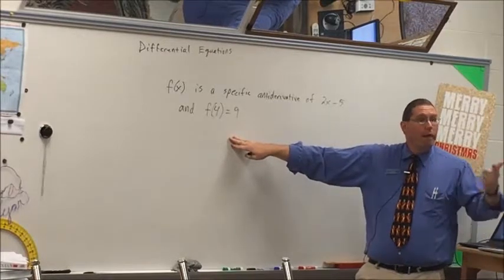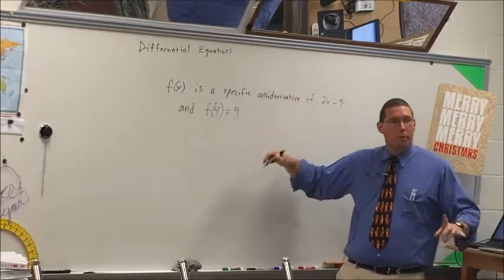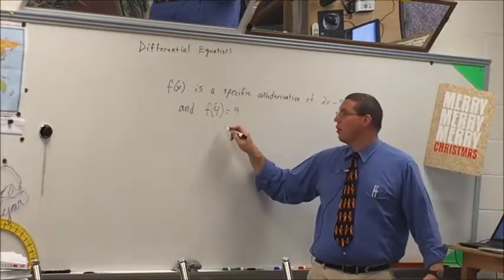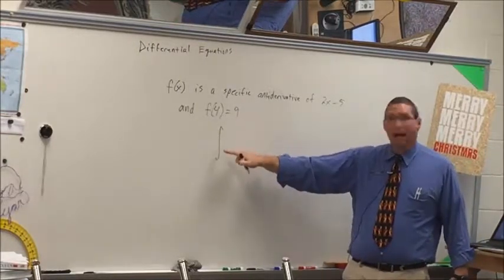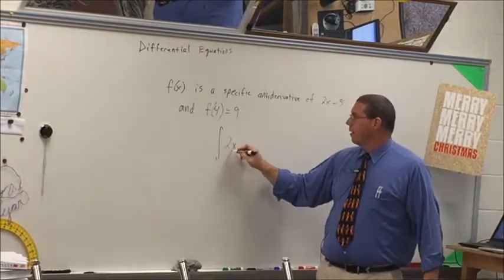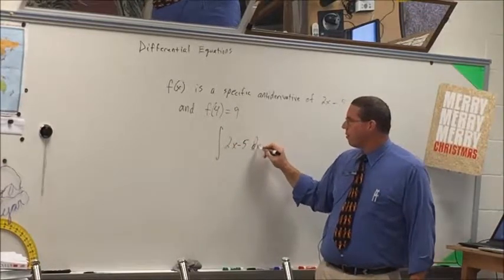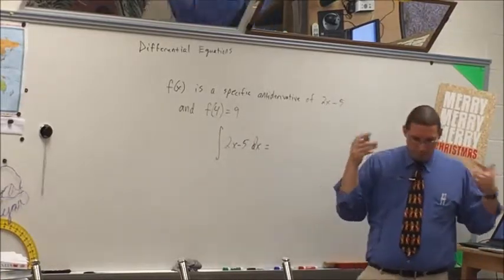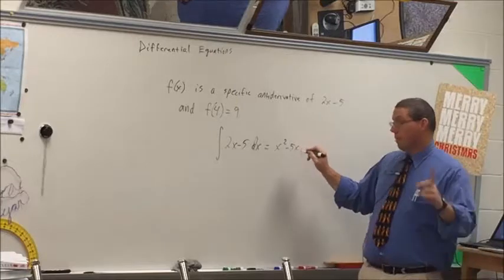Well, it's an antiderivative, right? So there's a symbol that you probably suspect we're going to use. The integral sign, sister of sigma. So we have to do the antiderivative of this, 2x minus 5, right? So we know that f of x is a specific antiderivative of 2x minus 5, and so we have to put a dx on there. What is the antiderivative of 2x minus 5? Just think about it. Let the wheels turn. X squared minus 5x plus c.